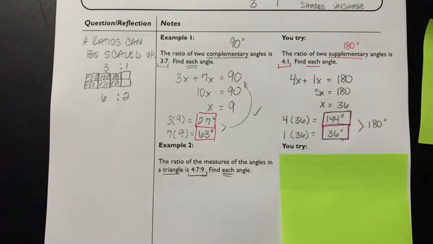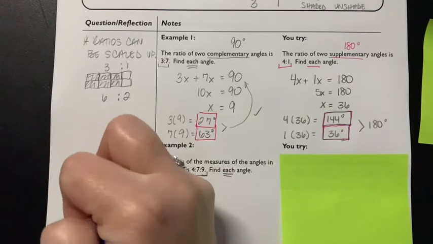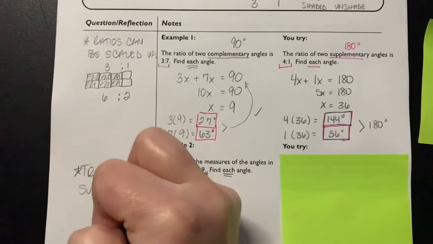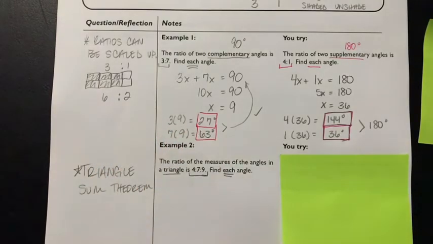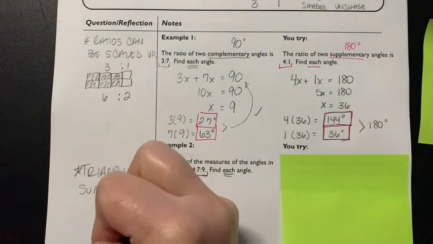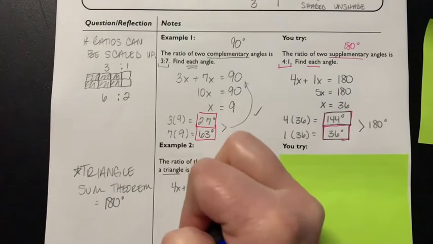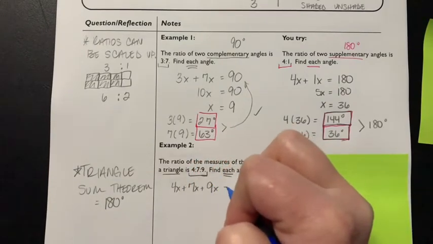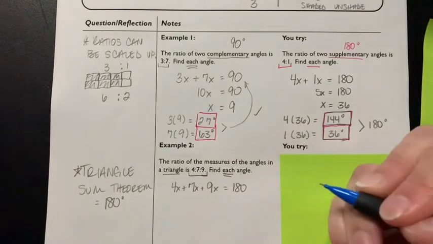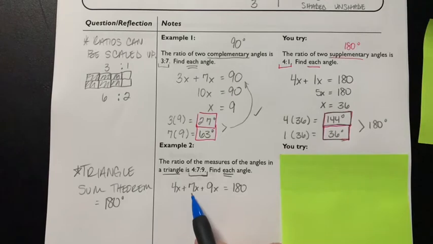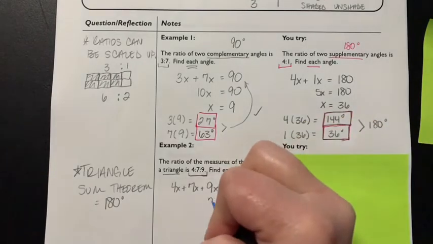We have to reach back in our memory bank and remember the triangle sum theorem. That's going to tell me that the sum of the angles in a triangle is going to equal 180 degrees. So that's where we're starting. I've got 4x plus 7x plus 9x to give me the 180. We're just going to go through and solve this using our algebra skills. 4 plus 7 is 11. 11 plus 9 is 20.